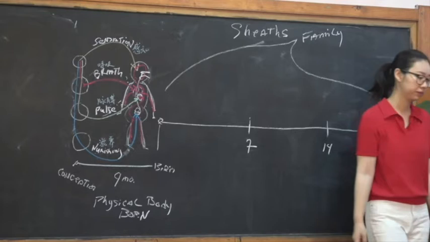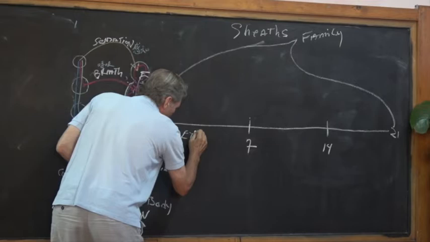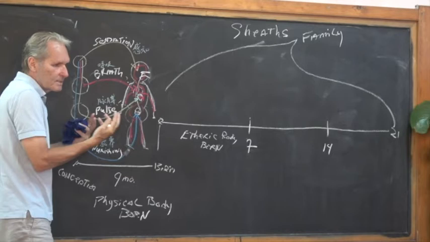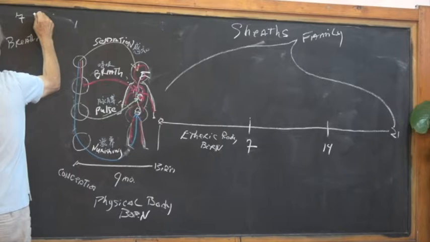So now, in this whole beginning 7-year period, the etheric body must be born. What do we mean born? The physical body can be born when all of its differentiated organs are there, ready to work. You know, we talked about the 7 life processes last time.